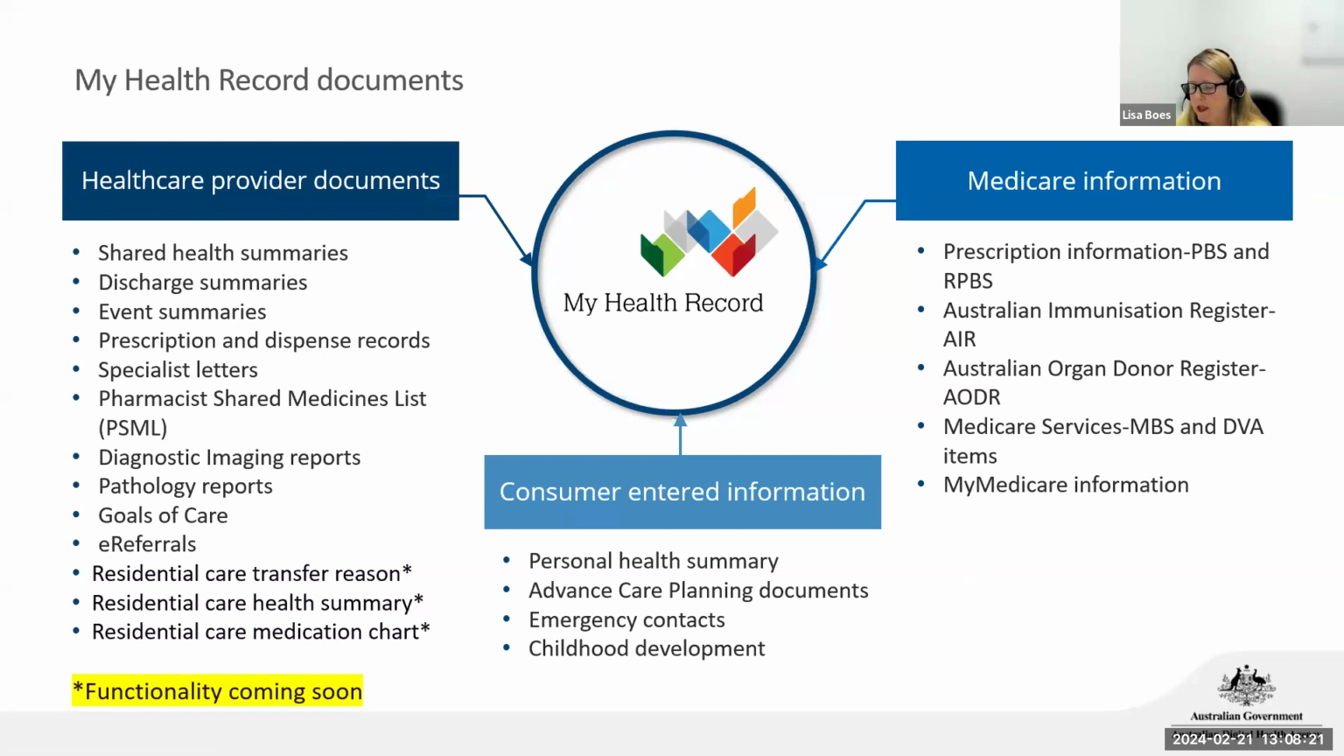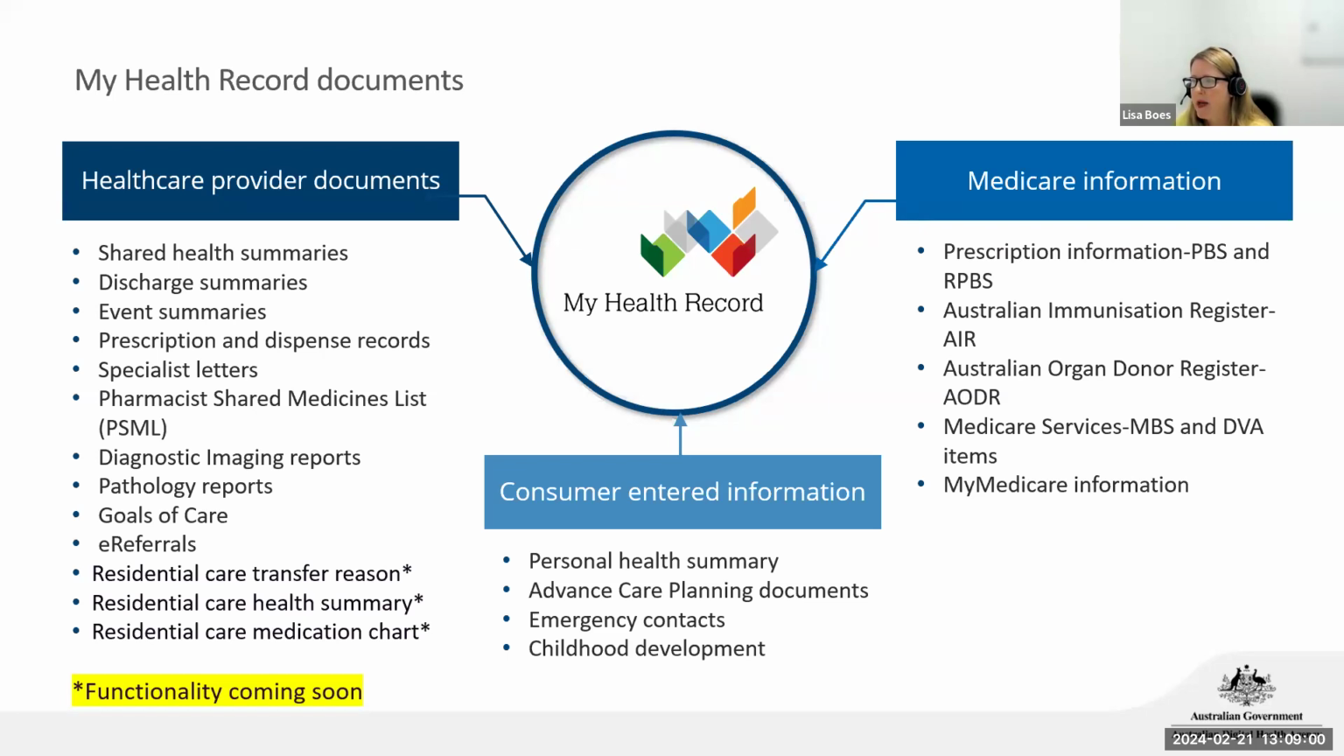One of these is the residential care transfer reason. It's a document generated by a residential care facility containing details of an individual's transfer from the residential care setting into a hospital. This includes provider information, reason for transfer and date of transfer, and the upload of this document triggers the creation of a residential care transfer overview. There's also a residential care medication chart that's coming soon, which is a record of orders and administration of prescription and non-prescription medicines and nutritional supplements for an individual being transferred from a residential care facility to a hospital.